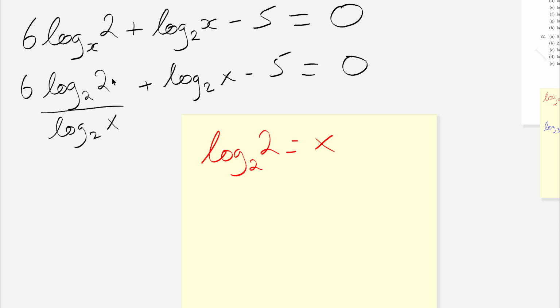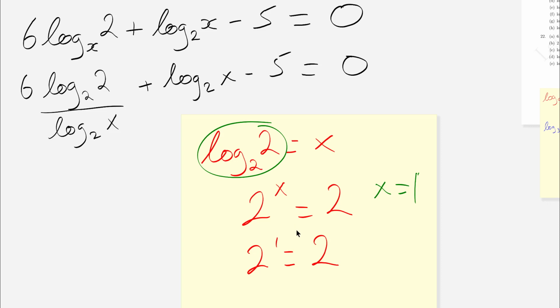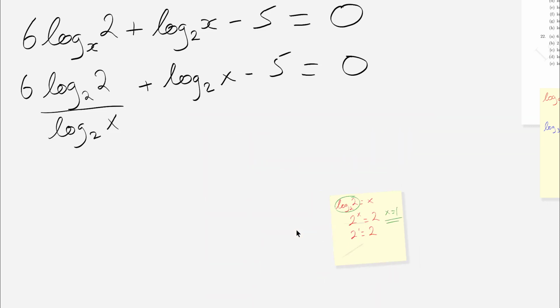What's that equal? So that's a fairly straightforward one. 2 to the power of what will give you 2? Well, you know that 2 to the power of 1 will give you 2. So therefore, x must be... x must be 1, I should say. 2 to the power of 1 will give you 2. So the numerical value of that right there is 1.